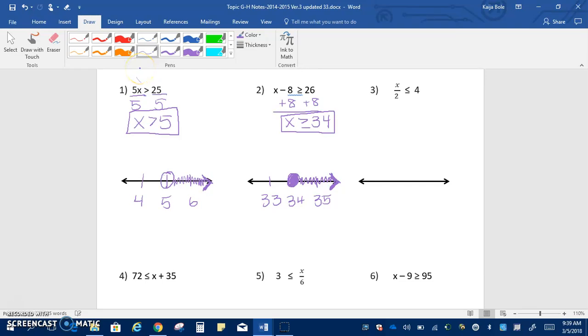Okay. Number 3, we have x over 2 is less than or equal to 4. So remember, to undo division, we're going to multiply by 2 on both sides. So we get x is less than or equal to 8. So when we graph, we put 8 in the middle, 9 on the right, 7 on the left. Less than or equal to means we have a closed circle. And we are going to shade everything less than that, so to the left.